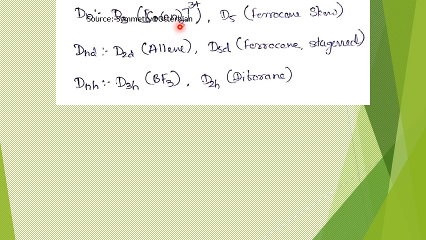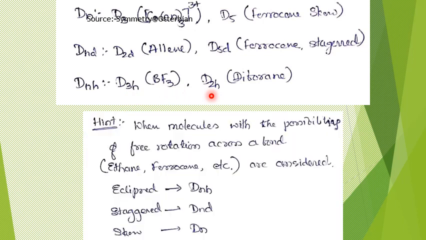The tris(ethylenediamine)cobalt complex was seen, and ferrocene in its skew conformation was taken as an example for Dn. For Dnd, allene and D5d were discussed last, and for Dnh, D3h BF3 and D2h diborane were taken as examples. And one important hint, this will be definitely very useful in competitive exams. Whenever we have molecules like ethane, ferrocene, where free rotations can be considered, take the molecule to eclipsed conformation, staggered conformation, skew conformation, and so on.